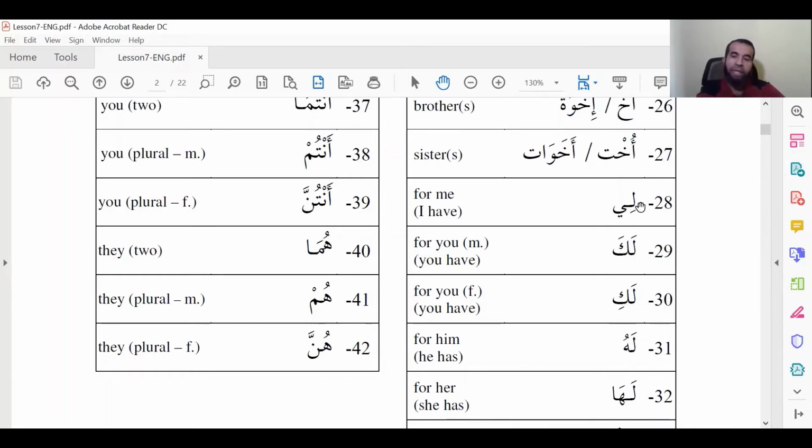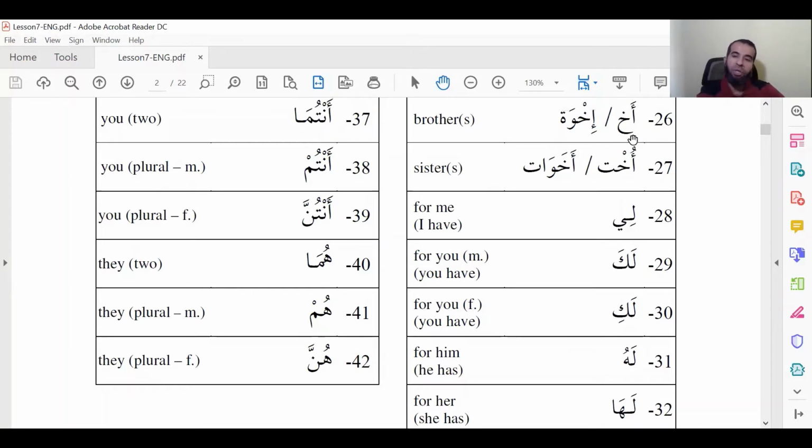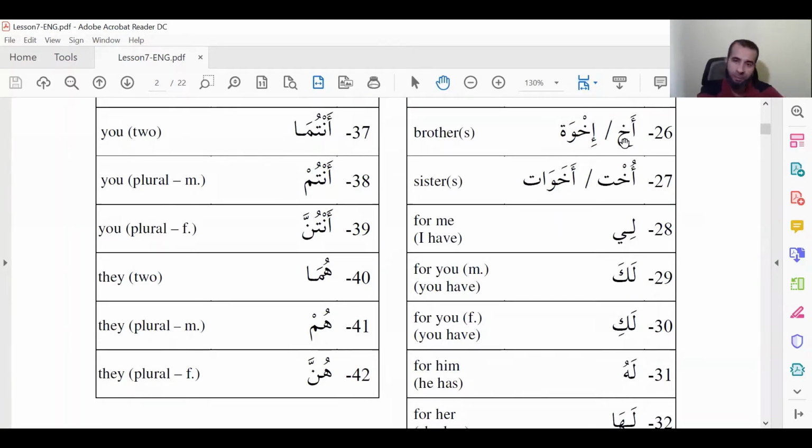لي أخ, or لي أخوان, 2 brothers. Then لي أخت and لي أختان. I have 3 brothers. It can be لي ثلاثة إخوة, plural إخوة. And I have 3 sisters. لي 3 أخوات. Don't forget. Remember, we will read all these sentences inshallah very soon.